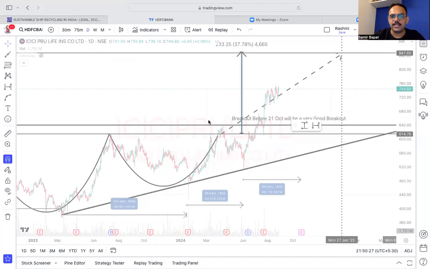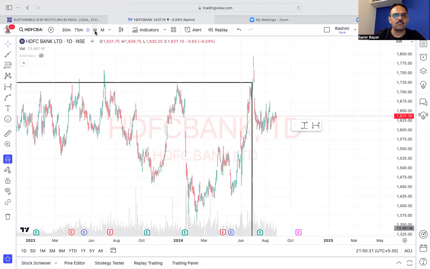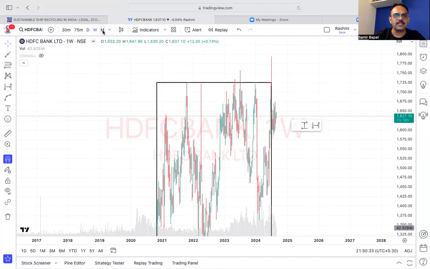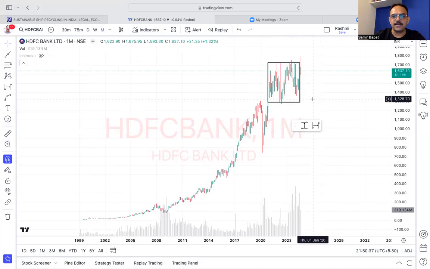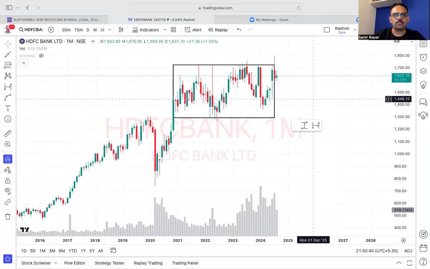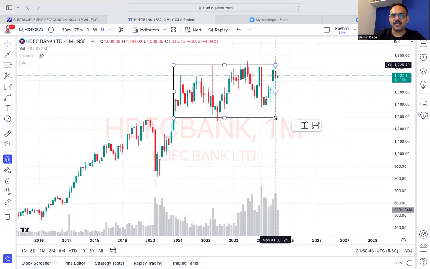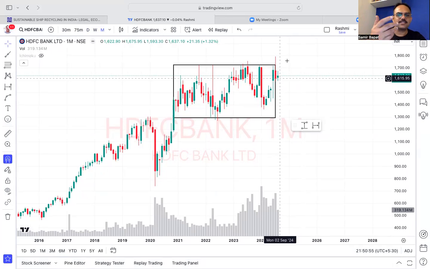So if you are holding HDFC, you can as well think of holding it, because if you see weekly or monthly, it has been in this range for quite some time now. Anytime it breaks, this is 1300 to 1700, so at least there is a possibility of 400 points here. You can think of holding, but when it will break is a big question.